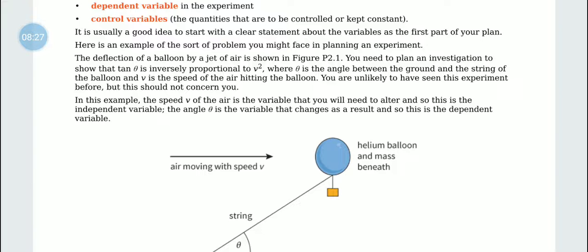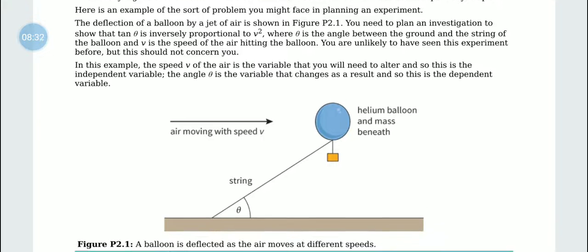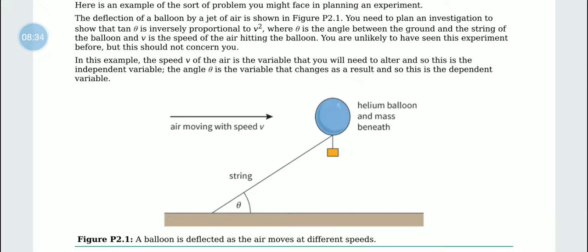Now they are saying the deflection of a balloon by a jet of air is shown in figure P 2.1. You need to plan an investigation to show that tan theta is inversely proportional to V squared, where theta is the angle between the ground and the string of the balloon, and V is the speed of the air hitting the balloon. You are unlikely to have seen this experiment before, but this should not concern you. So this could be an examination question.